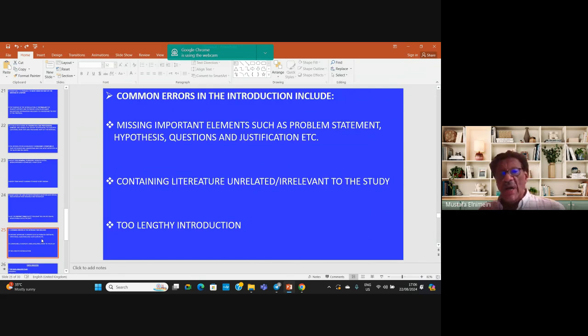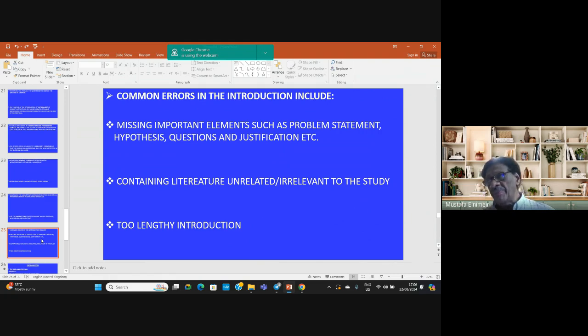Common errors encountered in the introduction include missing important elements such as the problem statement, hypothesis, questions, and justification. Sometimes we come upon proposals where the problem statement is missing, or the hypothesis is missing, or the questions are missing. This is a common error.